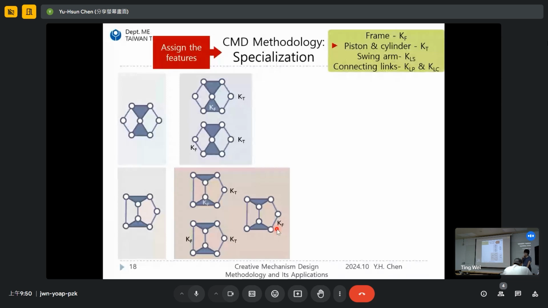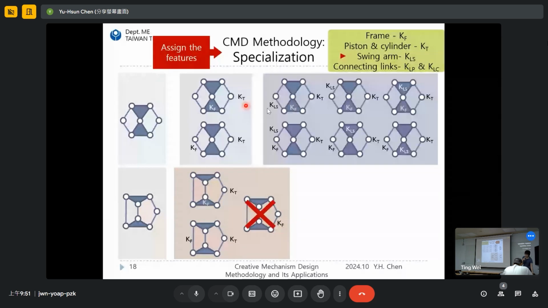How about the swing arms? Over here, we can generate the swing arm. We represent it by KLS. So we can put it like over here, over here, and over here. Okay, I think it's 3 results that we can put the KLS. And then we list the result over here. Okay, and then how about this one?